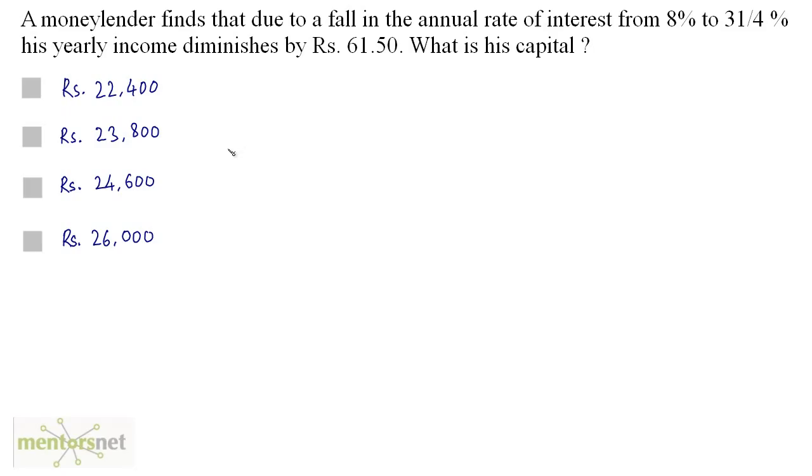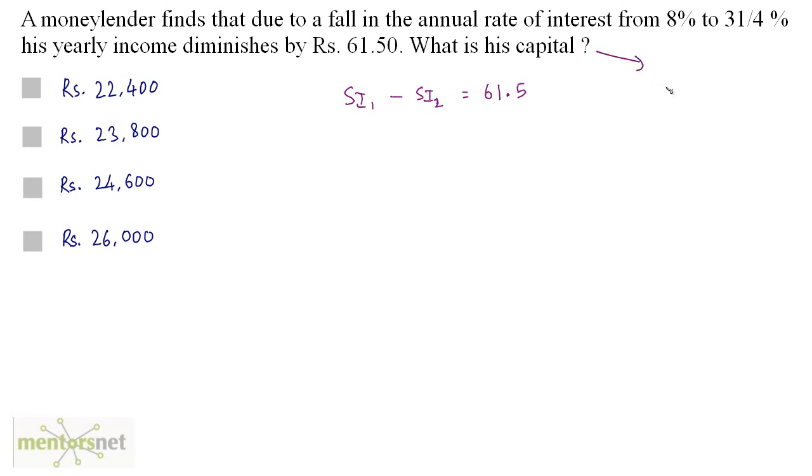A moneylender finds that due to a fall in the annual rate of interest from 8% to 3¼%, his yearly income diminishes by 61.5 rupees. What is his capital? Now a moneylender always earns his money by interest, and it is said that his income diminishes by 61.5 rupees. That means that previous interest minus the new interest he is getting right now will be equal to 61.5. Now we can solve this.